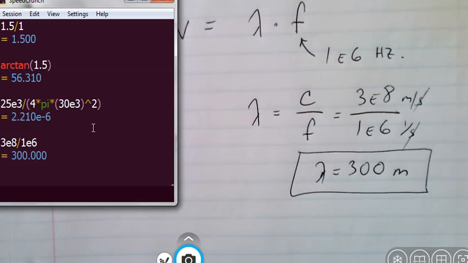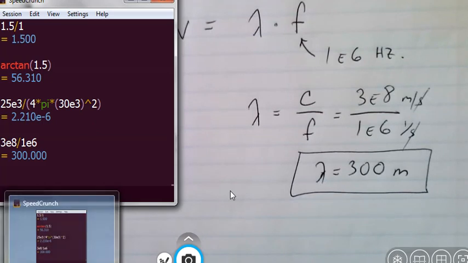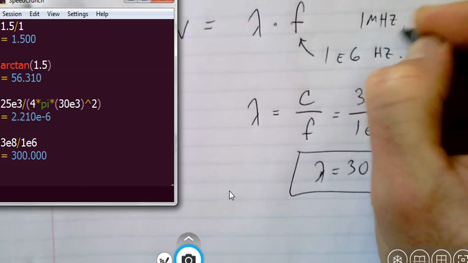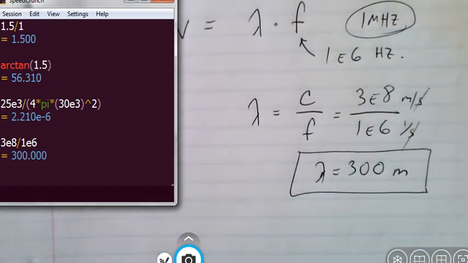This is the wavelength of light for 1 megahertz light. And that'll come into play in just a moment, but I figured I'd cover that while it seemed relevant.